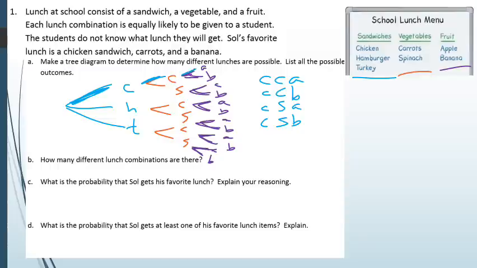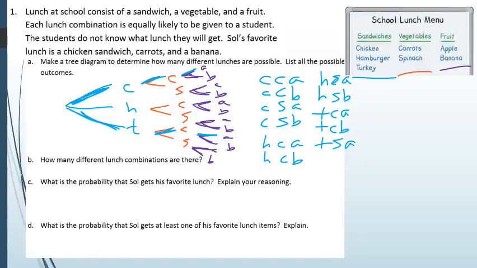Then I've got my hamburger options. So I've got hamburger, carrots, apple, hamburger, carrots, banana, hamburger, spinach, apple, hamburger, spinach, banana. And now I'm on to my turkey options. So again, I've got turkey, carrots, and then over here, apple, turkey, carrots, banana, turkey, spinach, apple, turkey, spinach, banana.